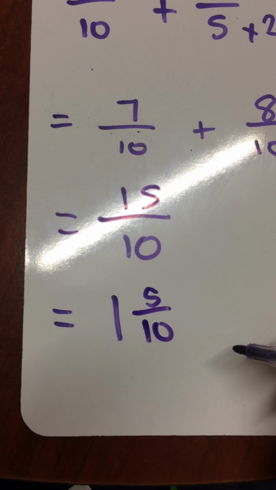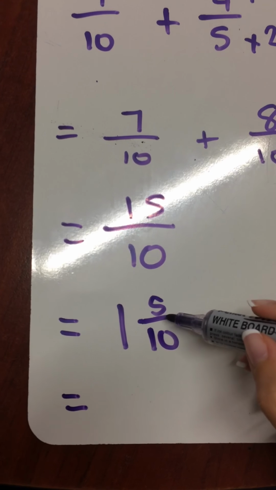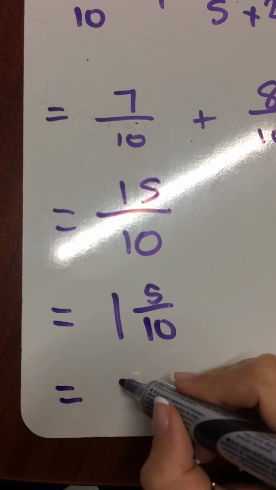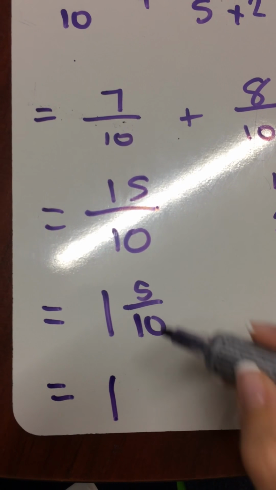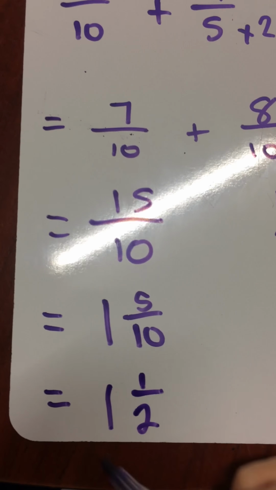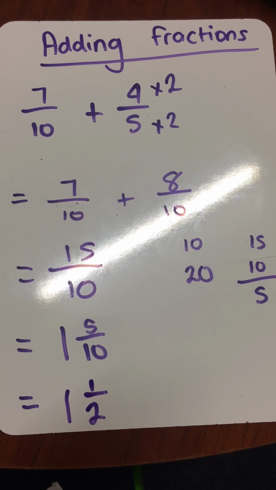But am I finished? Or can I still simplify this further? 5 can go into 5 and it can go into 10. 5 goes into 5 one time. 5 goes into 10 two times. So 1 and 1 over 2 is my final answer after I have simplified.